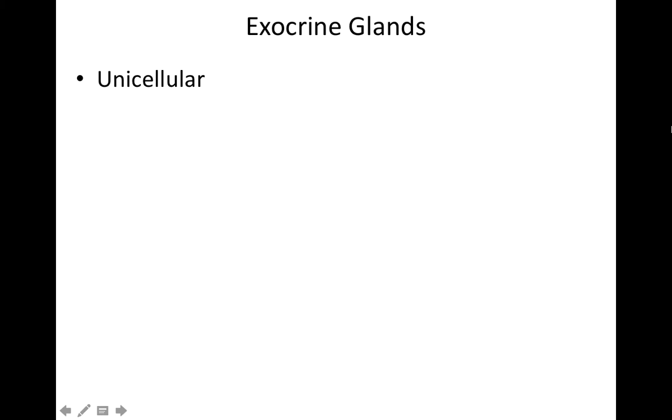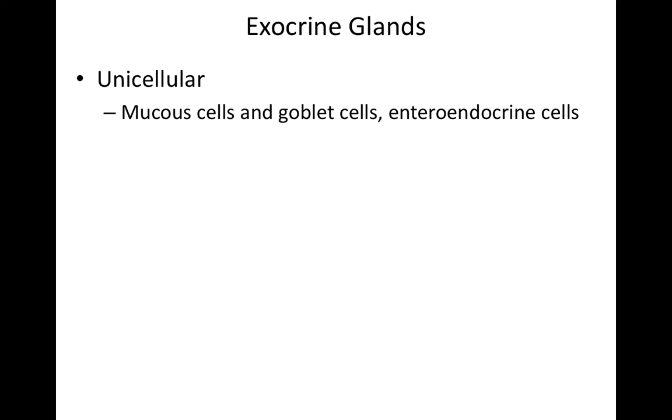So we have unicellular exocrine glands. Mucus cells, goblet cells, those both deal with mucus. Enteroendocrine cells that we find in the stomach, the small intestine. These are all just one cell that's going to secrete something. They're all embedded in epithelial linings. So you're not going to find these away from epithelium. They're embedded in them. In fact, you saw some of those goblet cells in your tissues.